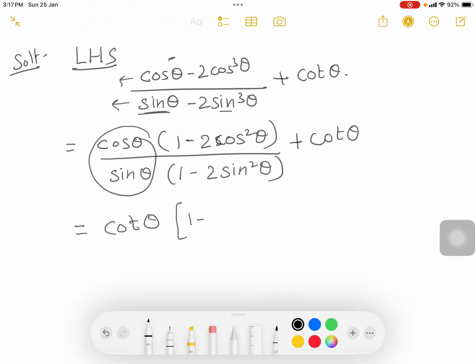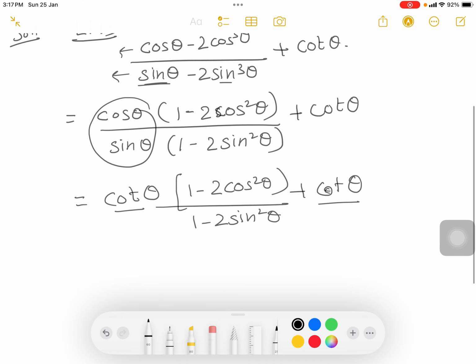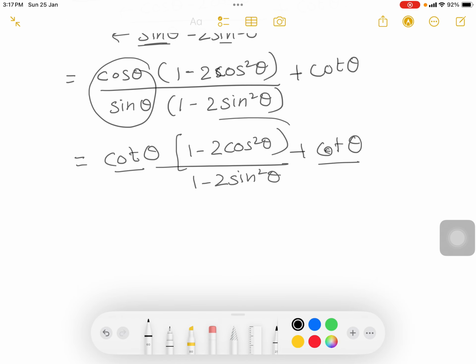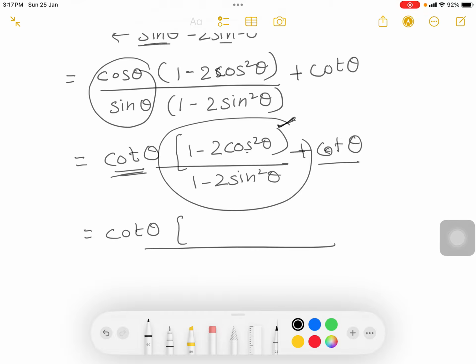Here we are left with 1 minus 2 cos square theta upon 1 minus 2 sin square theta plus cot theta. See, here we have already cot theta, here we have cot theta. If somehow any of these terms will become 0 and this will be of negative, then cot theta minus cot theta will give you 0. So what I have to do is solve this. Leave this cot theta as it is. Now in the numerator we have cos, in the denominator we have sin. So let's try to convert both in the same.